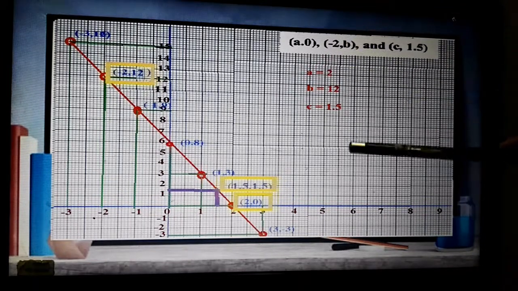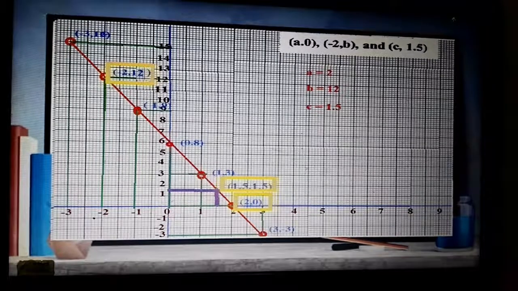In this way you can get all the 3 values. a is equal to 2, b is equal to 12 and c is equal to 1.5 as required by the question.